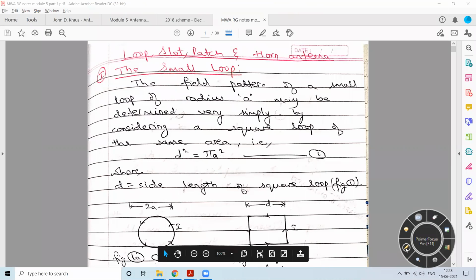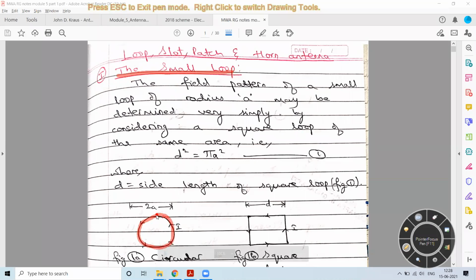So now in this case, we'll just consider the small loop at the starting. Here we can observe that we have a structure which is circular in shape. This same structure can be represented as a square over here.